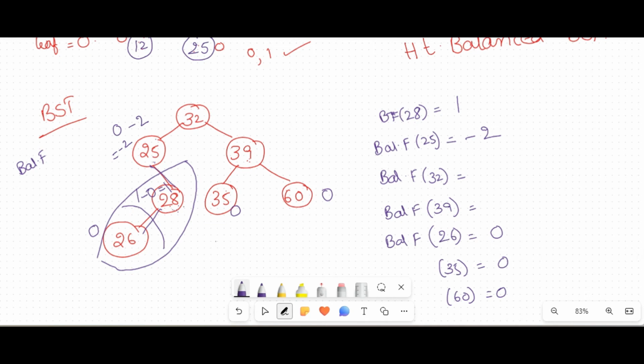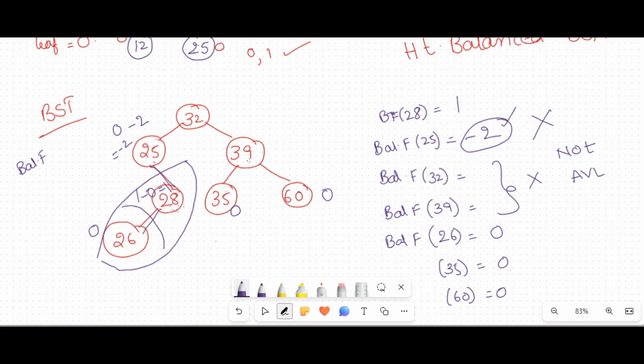Remember one important point. Here you got the balance factor minus 2, which is an invalid balance factor for an AVL tree. Then you can stop the process of calculating balance factors, and you can conclude that it is not an AVL tree. Okay, so at one point you got other than minus 1, 0, plus 1, then you can stop the process. You can conclude that the tree is not balanced. Why? Because we got the balance factor as minus 2.